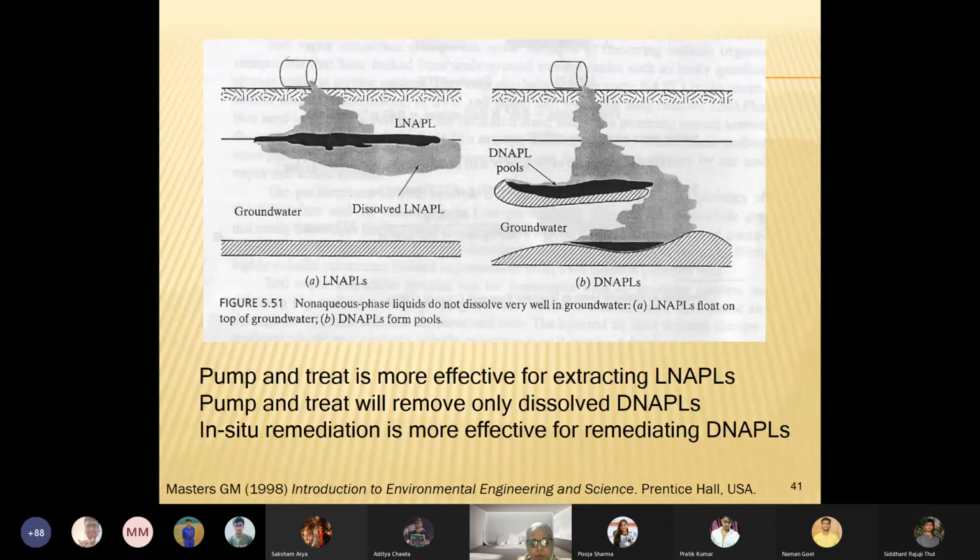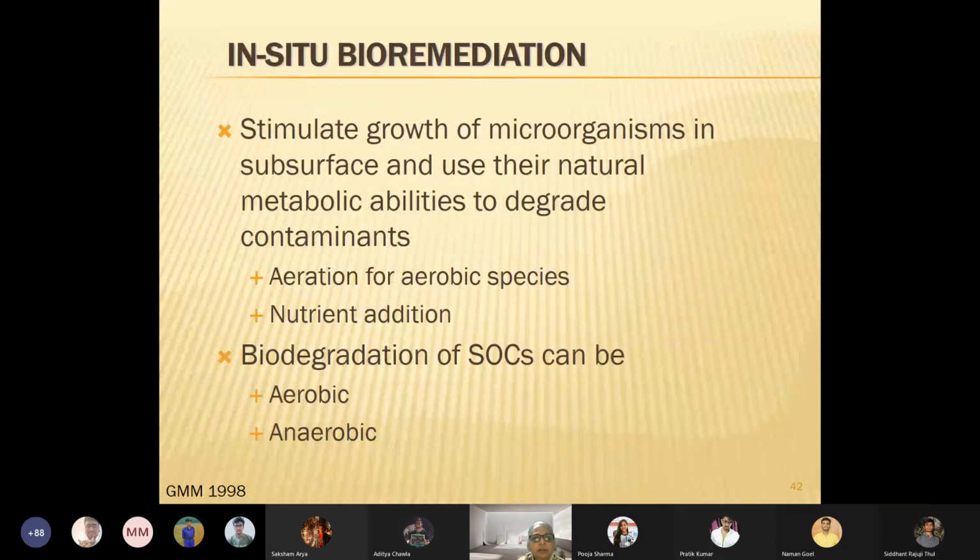I did not do this one. Skip that. Okay, let's come to in situ bioremediation. Now, what is in situ bioremediation? Let's say a particular chemical gets into the groundwater. How can we treat it?